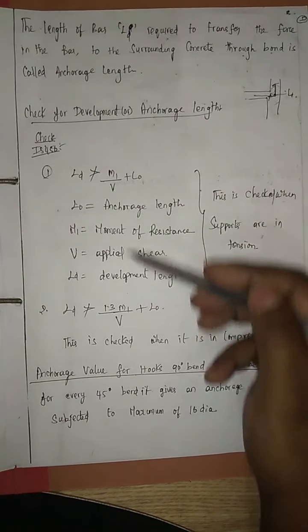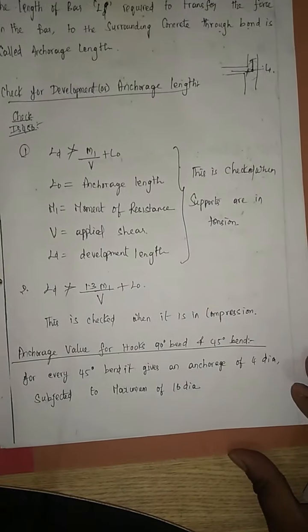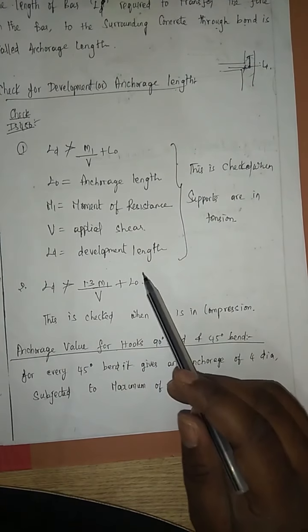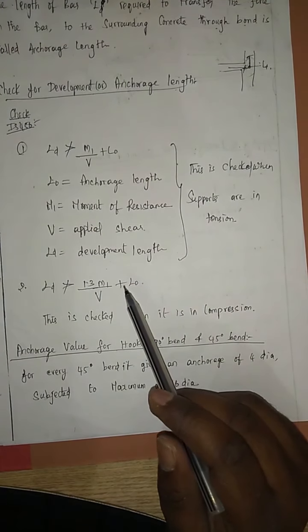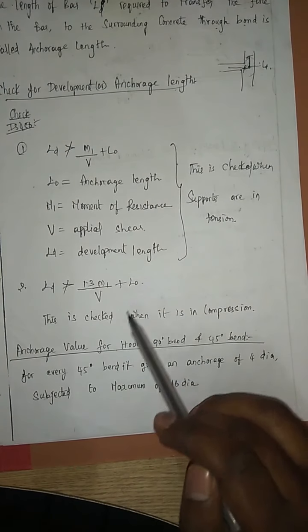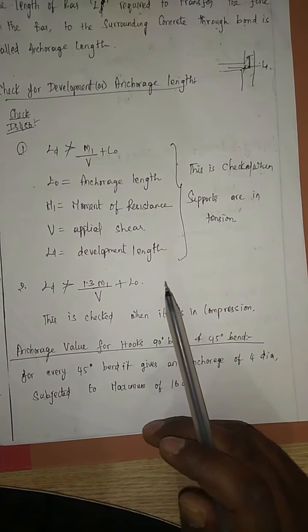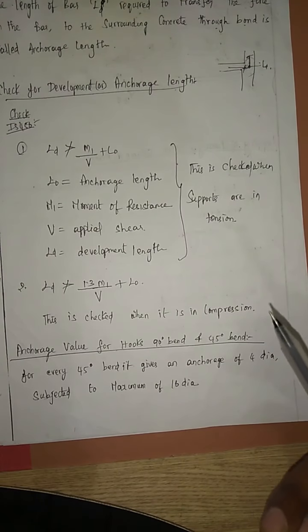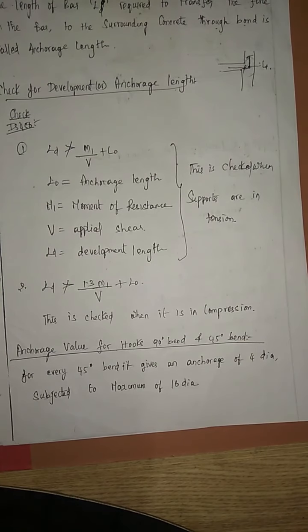There are two conditions to check for development length. Is it development or anchorage length? These two checks we must apply in your design. Whether you are checking that the length is good, that length is correct, can we provide that length, or we will go for another length.